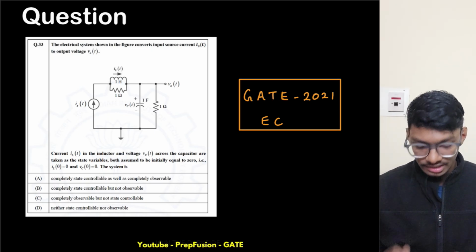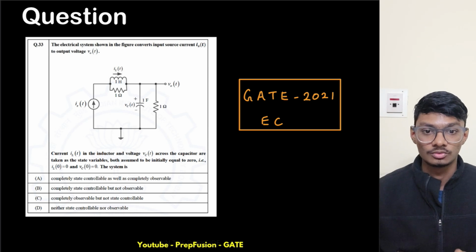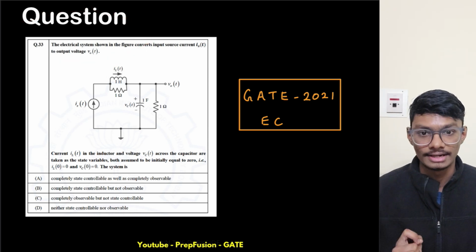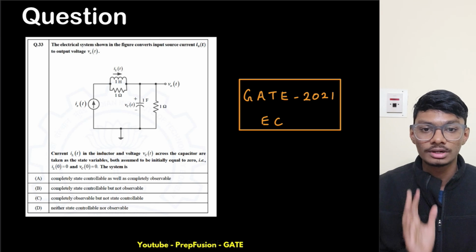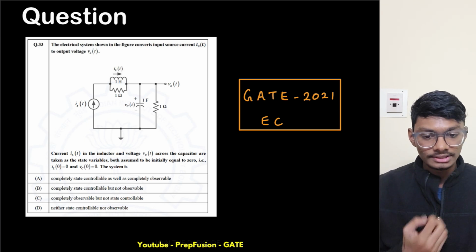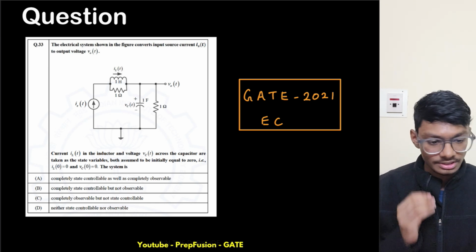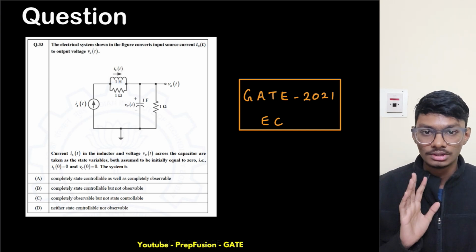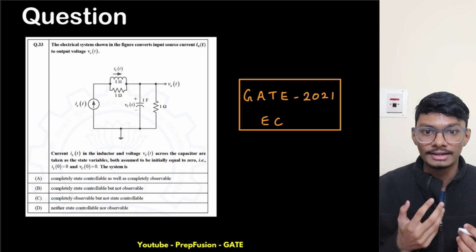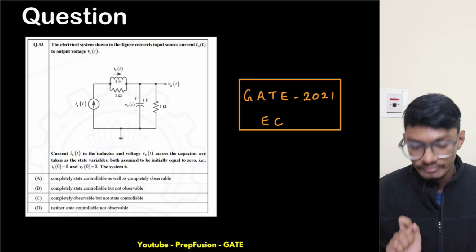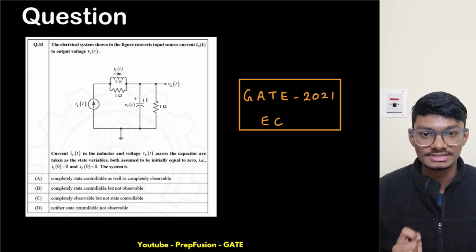I'm Anish, and today we're going to solve a very interesting question from state space analysis, basically from the topic of controllability and observability. Generally, this is a hot topic of GATE. Generally, at least one question comes from controllability and observability. So here we have been given a question. This is a GATE 2021 EC question.